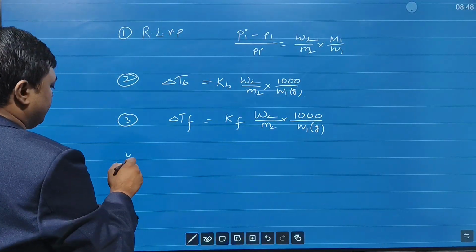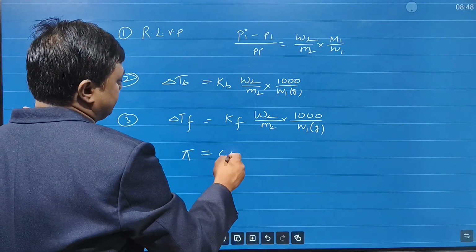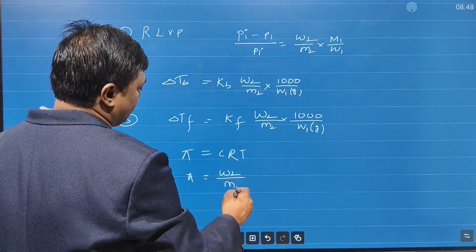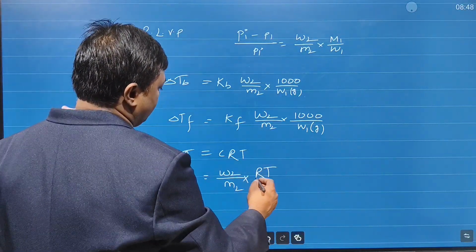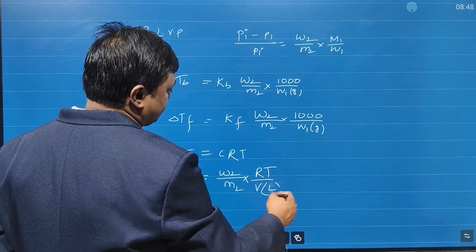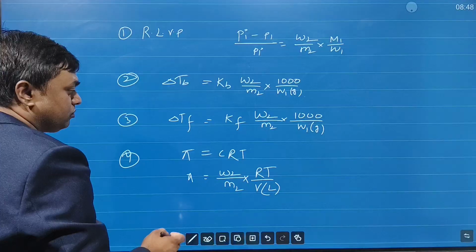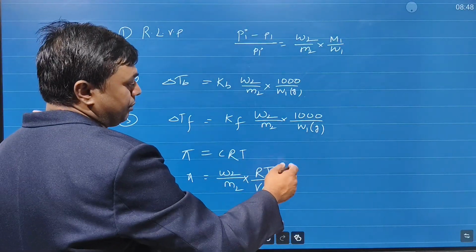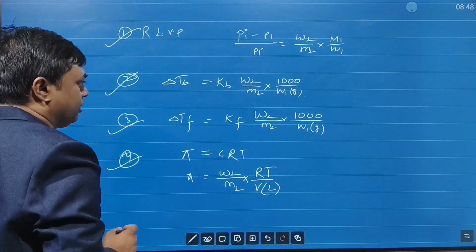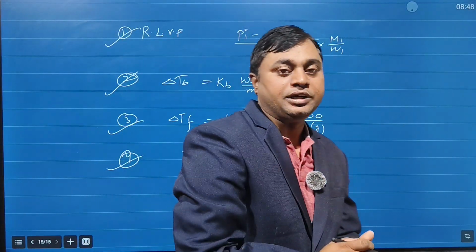And the fourth one, what we learnt? Pi is equal to either CRT, or pi is equal to weight of solute by molecular weight of solute into RT by volume of solution, if it is given in liter. Or if it is in milliliter, you have to again multiply by 1000. So one numerical is guaranteed in the board exam using these colligative properties.